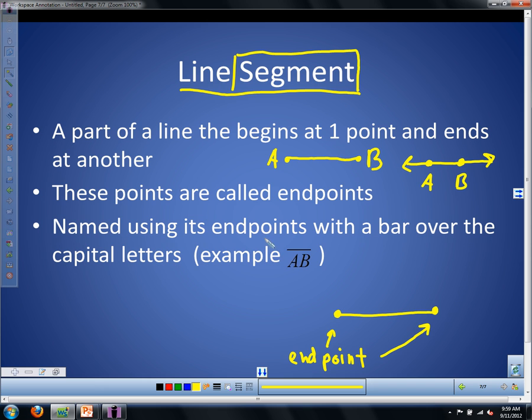And another important characteristic is we name it with its endpoints, with a straight bar over the capital letters. So the straight bar without arrows means that we have a segment. We have a piece of line. The arrows tell us that it keeps going. If we don't have the arrows, it means it stops. So that's what we have here.